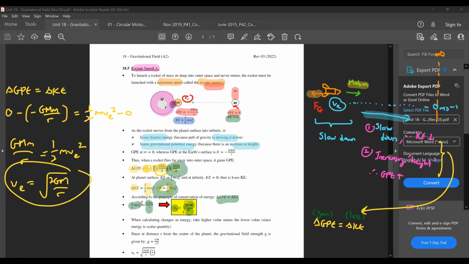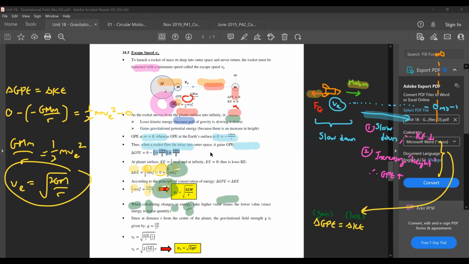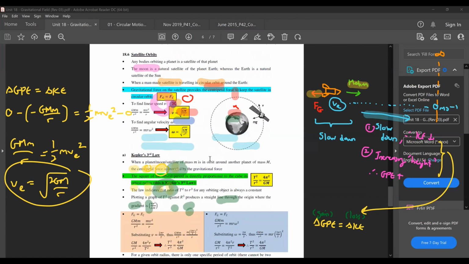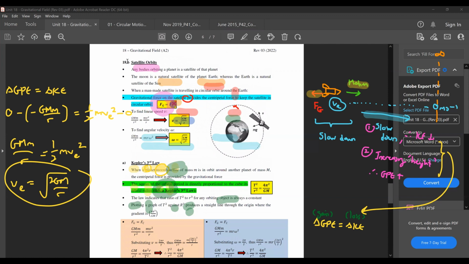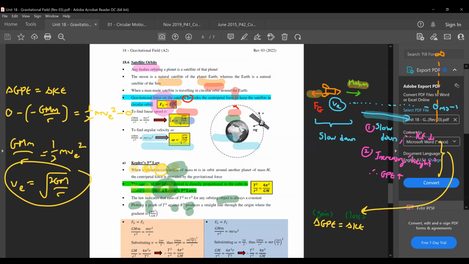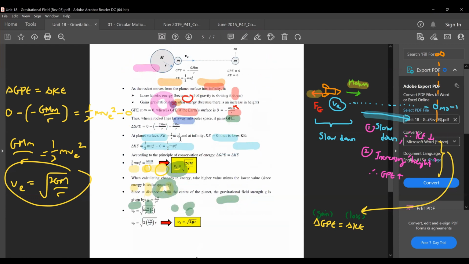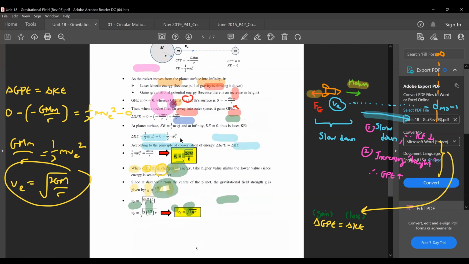Now, your escape speed has a very similar form to something else that you just learned in this chapter. If you look at the next page, under the satellite orbits case, you also have another equation which relates to speed, where v is the square root of GM over r. The one you're seeing here is the square root of 2GM over r. The form seems similar, the only difference is that there's a 2. But those two are talking about two different things entirely.